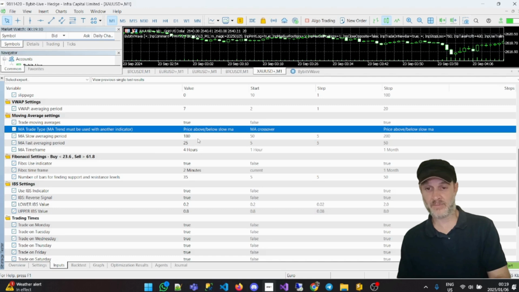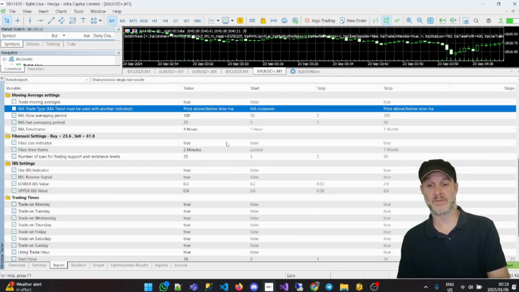Then we have just your periods, and then also you could use different time frames. So you could look at the time frame on the 4-hour chart and be trading the 1-minute chart. The VWAP is always linked to the current chart or the current time frame, but you could actually look at higher time frames when it comes to the moving averages and the Fibonacci levels.